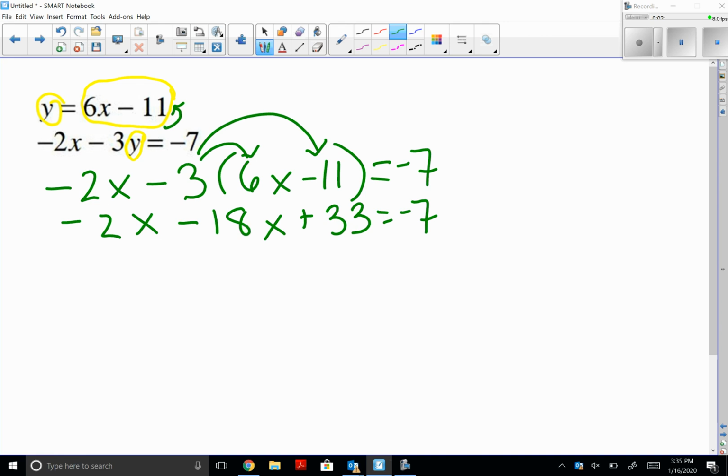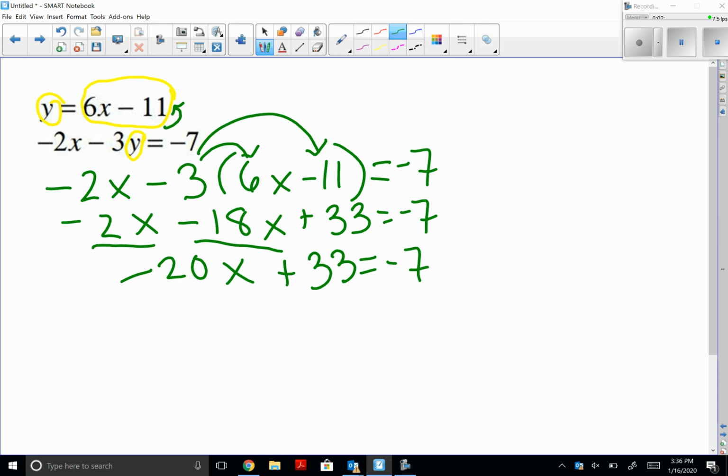Now I'm going to combine my like terms. I can see right away that I have a negative 2x and a minus 18x. Those are like terms, so I can combine them, and that becomes negative 20x. Putting down the plus 33 and the equals negative 7.